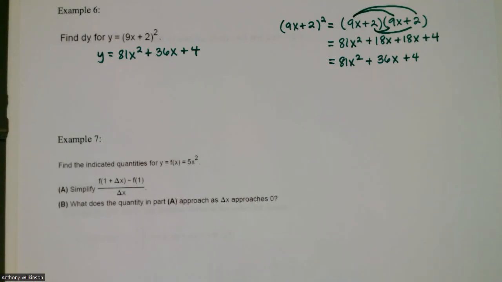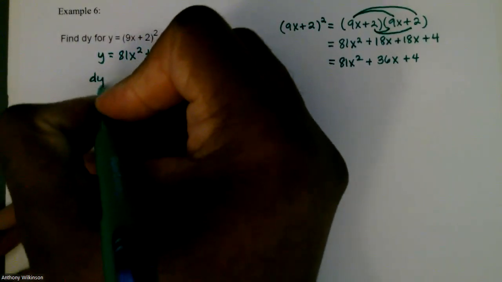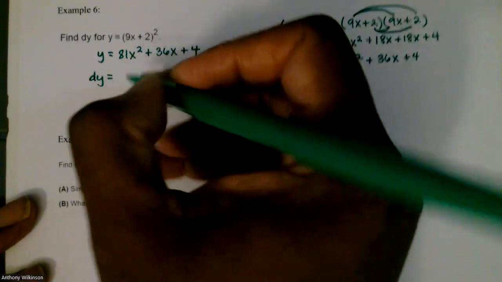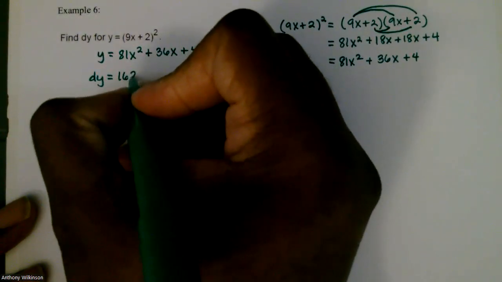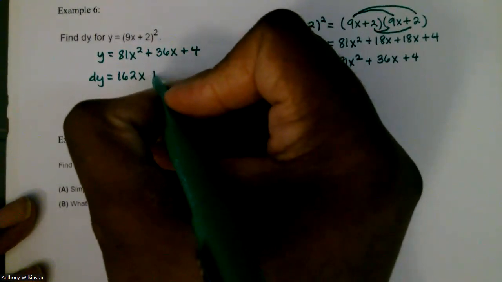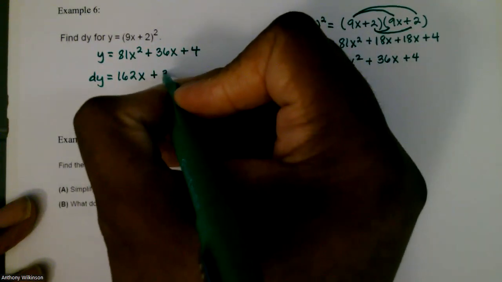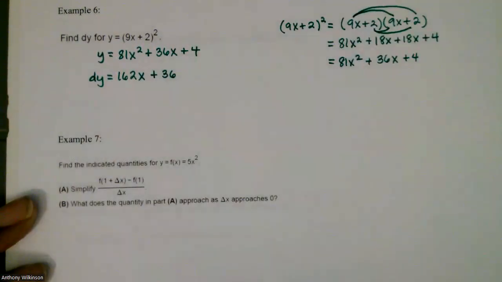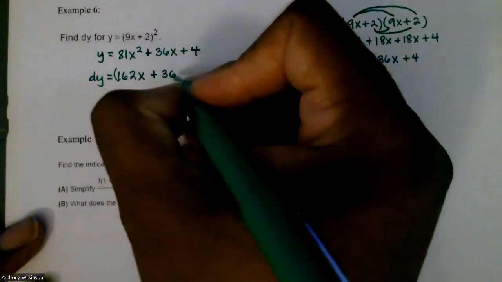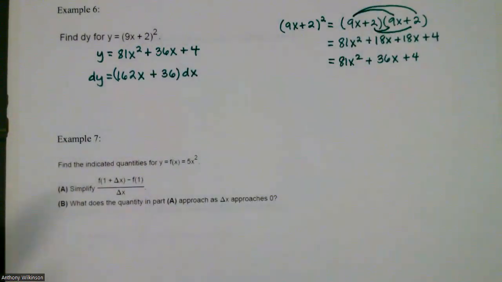Now let's find out what dy is going to be using differentials. Your dy then would be, if I take the derivative of 81x squared, I bring this 2 down, multiplied by 81 will be 162. Copy the x over to the 1 less power, so the x to the 1 is just x, plus the derivative of 36x would just be that coefficient 36, and the derivative of 4 is 0, since the derivative of a constant is 0. I'm going to put this in parentheses because I had to tack on the dx. So dy then would be equal to 162x plus 36, and that quantity is multiplied by dx.